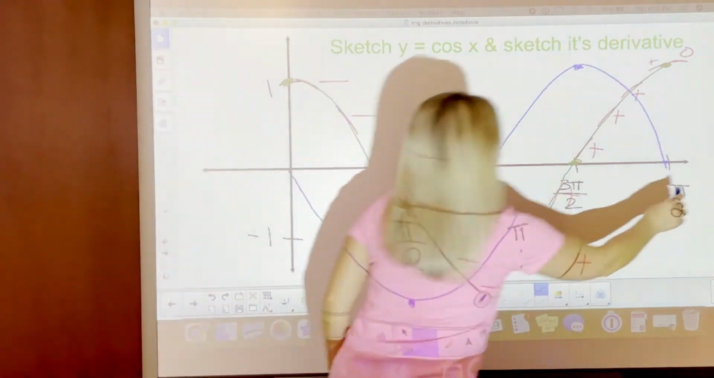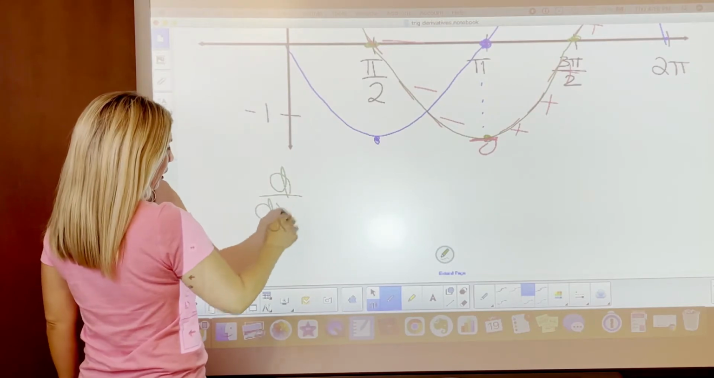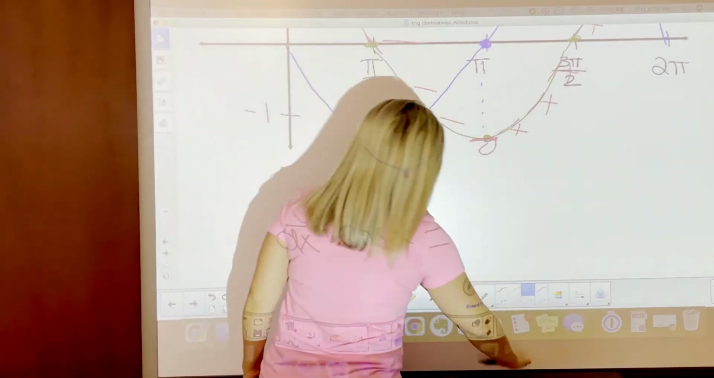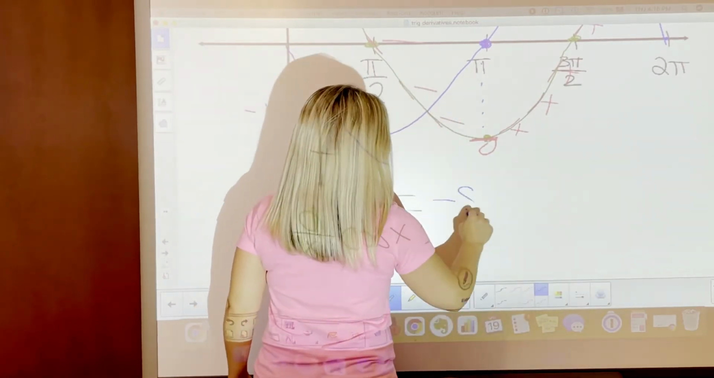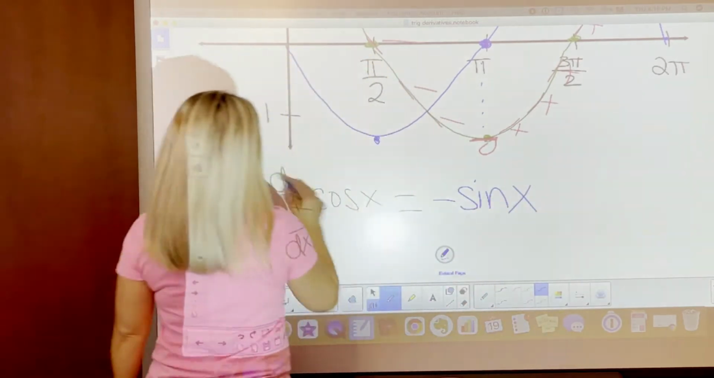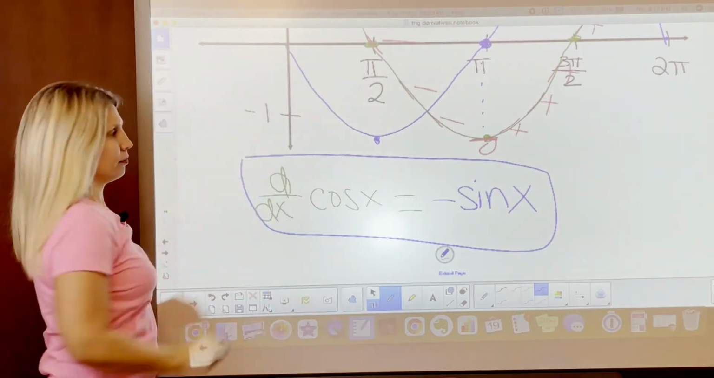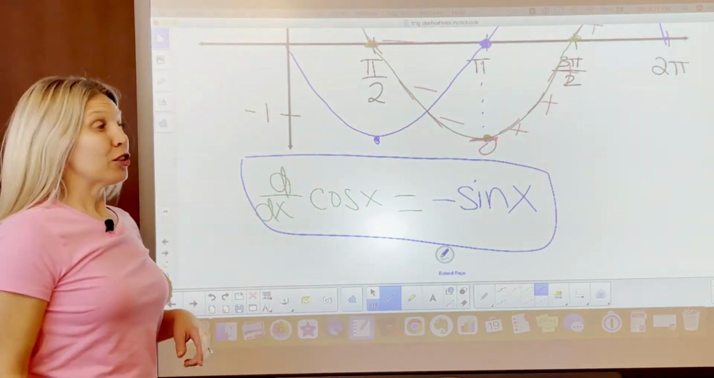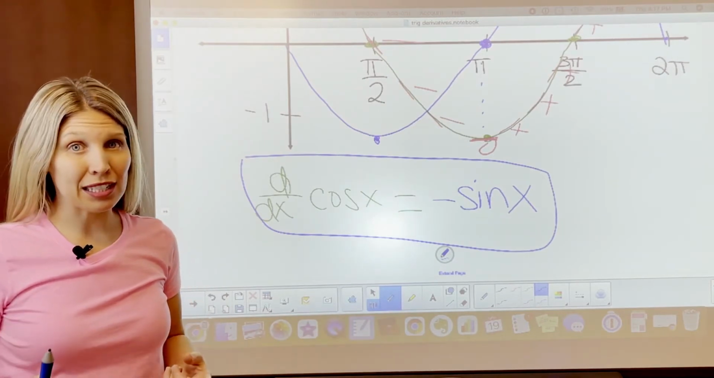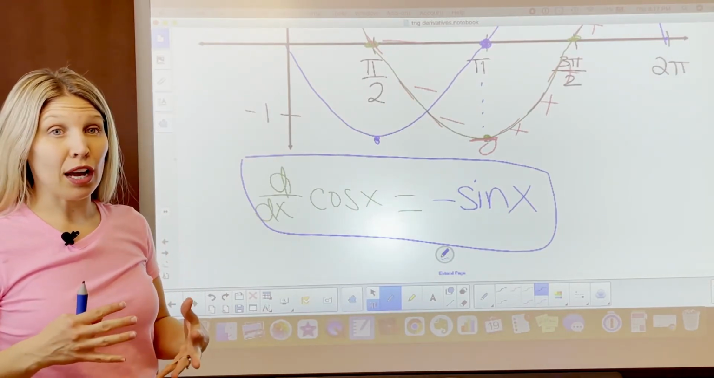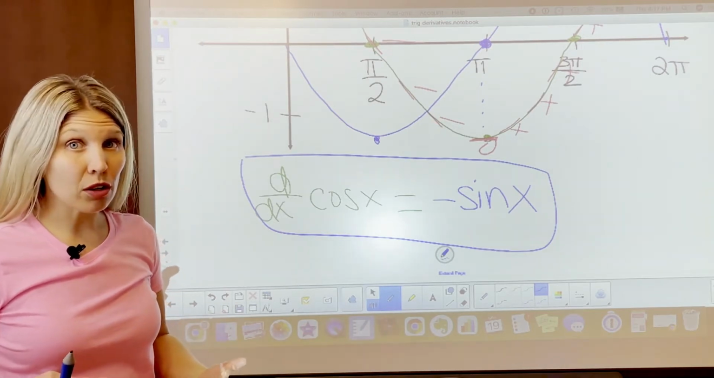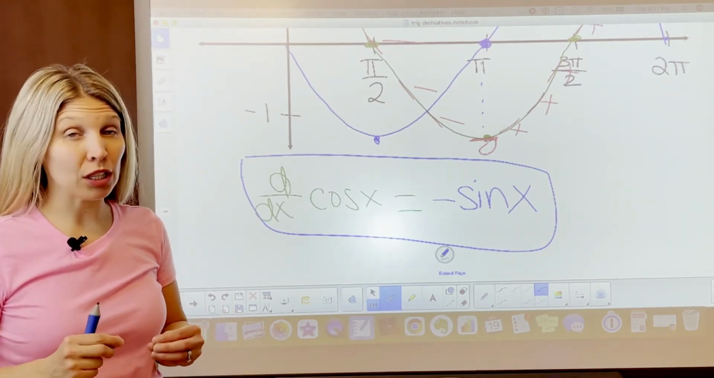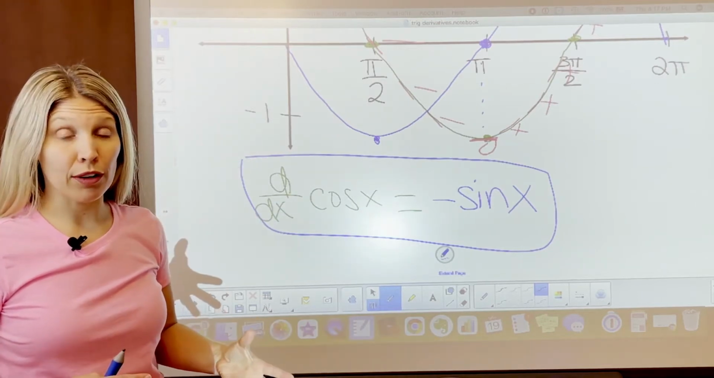So, the derivative of cosine x equals negative sine x. Make sure you get that down. So it's quite interesting how the derivatives are kind of related to each other. And remember, you can always find them by graphing the slopes, the tangent lines, and graphing its derivative.